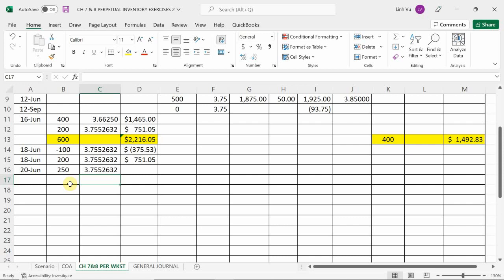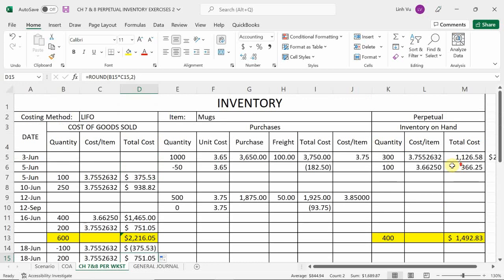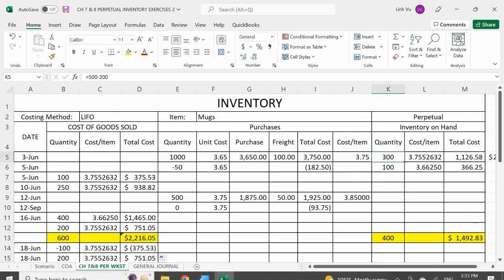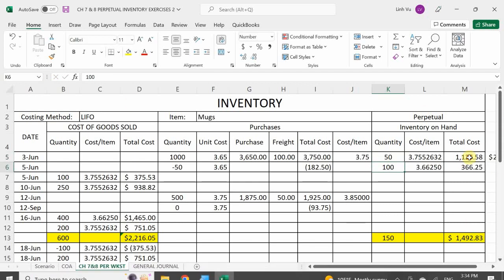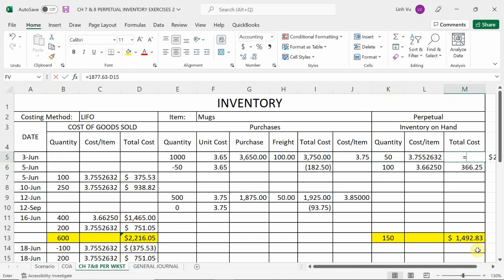Okay. So in this case, what is my grand total cost of goods sold if I sold 250 units at $3.755262? $938.82. So therefore, what is 300 minus 250? You have 50 units remaining at, okay, so 1126.58.